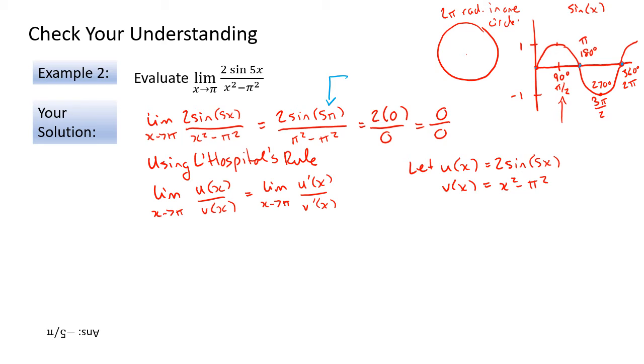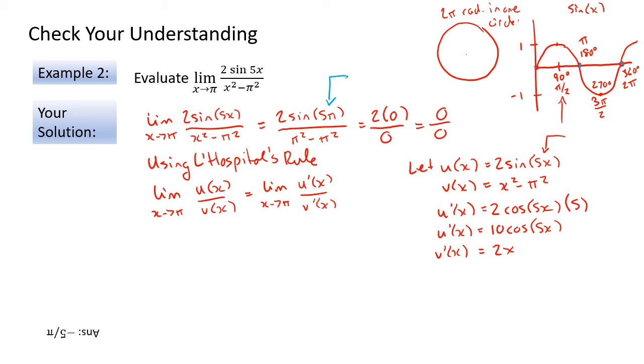So if we find the derivative of each of these, starting with u of x, u prime of x is equal to 2 cosine of 5x. And remember, because what's inside the brackets here is not just x, we have to take the derivative. So the derivative of 5x is simply 5. So u prime of x, simplifying, is equal to 10 cosine of 5x. V prime of x, remember, we're starting with x squared minus pi squared, is simply 2x, because pi is a number, so the derivative of a constant is just 0.